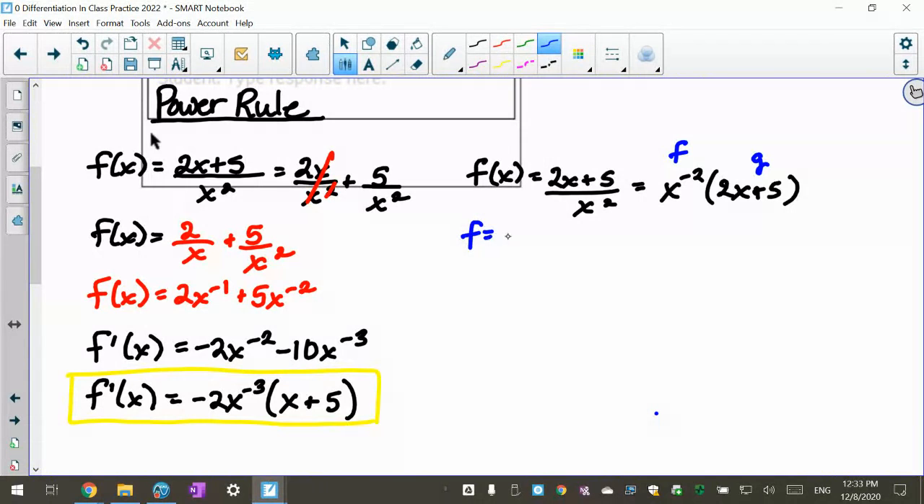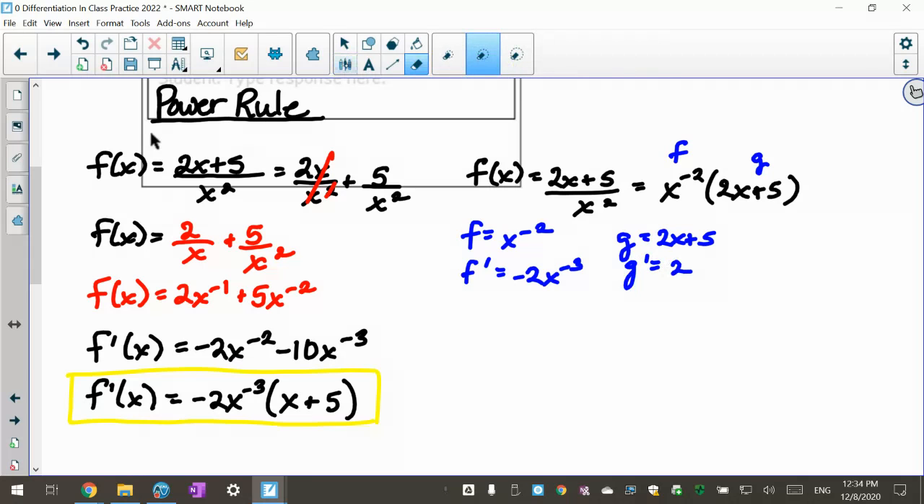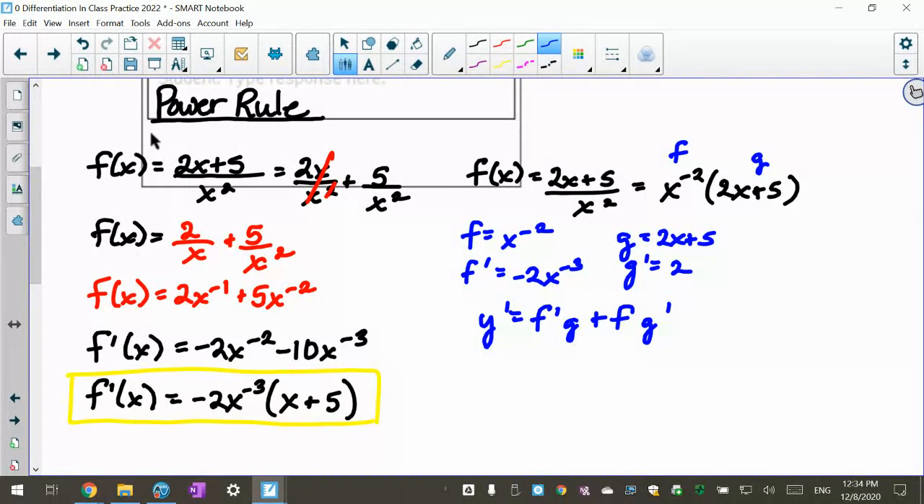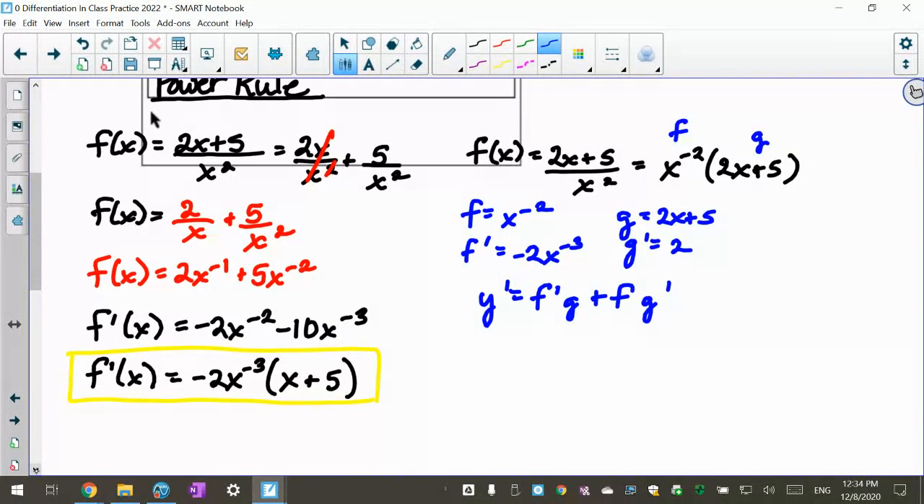So my f is going to be x to the negative 2. My f prime is going to be negative 2x to the negative 3. G is 2x plus 5. G prime is just 2. So what I'm going to do now is actually throw them in the formula for the product rule. And the product rule formula is y prime is f prime g plus f g prime. So basically you kind of plug and chug. You actually just throw it right in there.